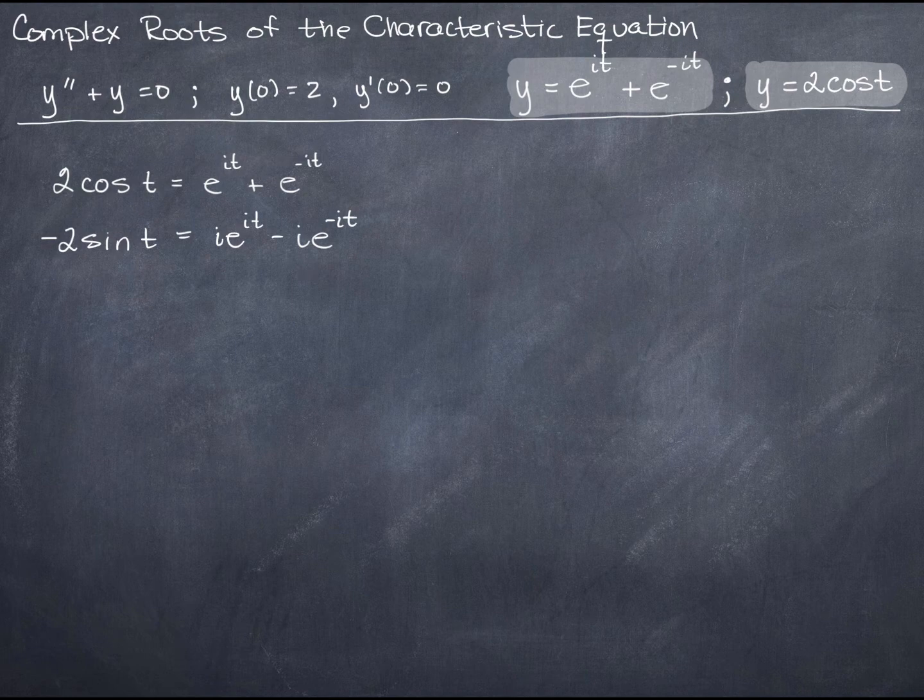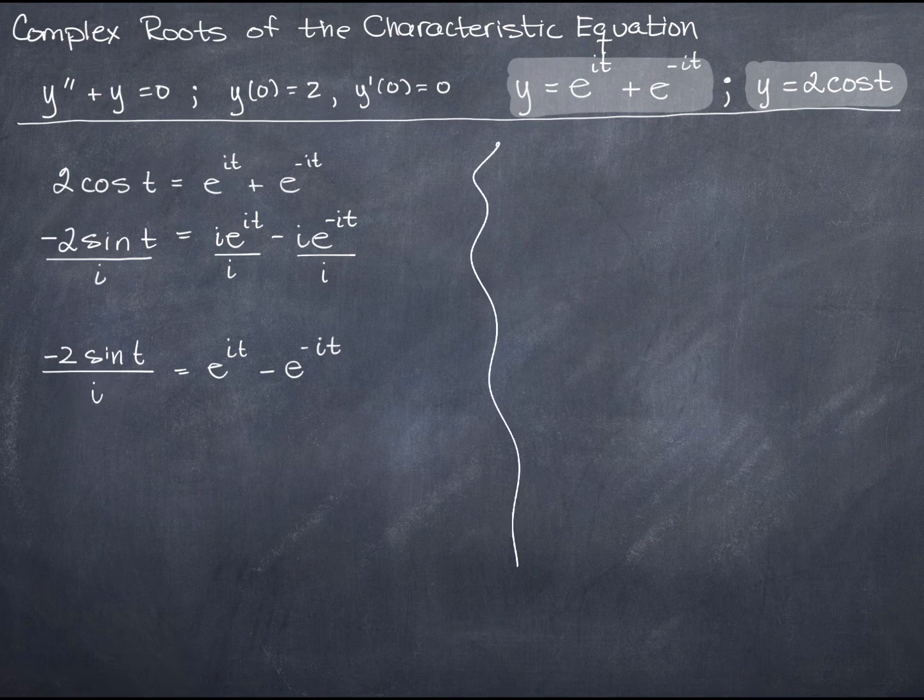What I can do is divide both sides, and therefore all three of these terms, by i. That gives me -2 sine of t over i equals e to the it minus e to the negative it. Well, what's going on here? What does it mean to divide by i? Let's do a little scratch work over here.